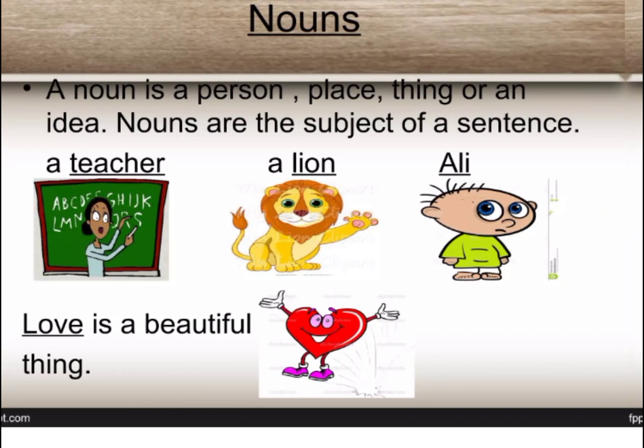First of all is noun. A noun is a person, place, thing, or an idea. Nouns can be the subject of a sentence, such as teacher, a line, Ali. Love is a beautiful thing. Here, love is a noun.